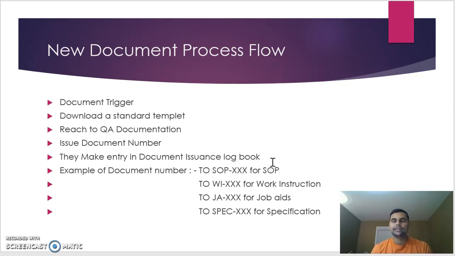What will be the title? They will ask us, and he or she will include it in the logbook, and then they have a record that they have issued you a new number. The number can look like this: SOP XXX, work instructions, and so on. So if you are having a new SOP, the number can look like this. Work instruction number can look like this. Job aids, this number. Specification, this.